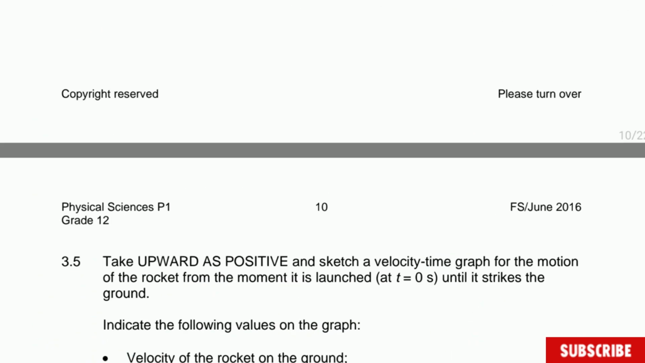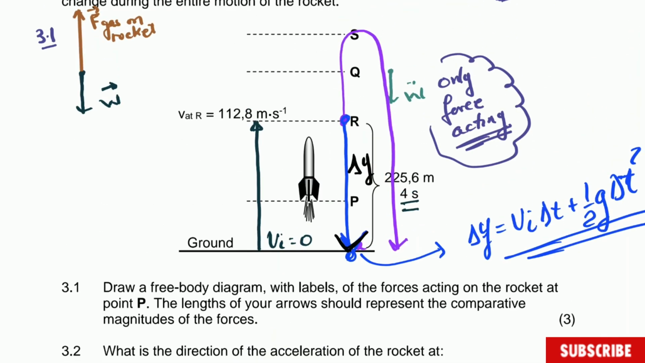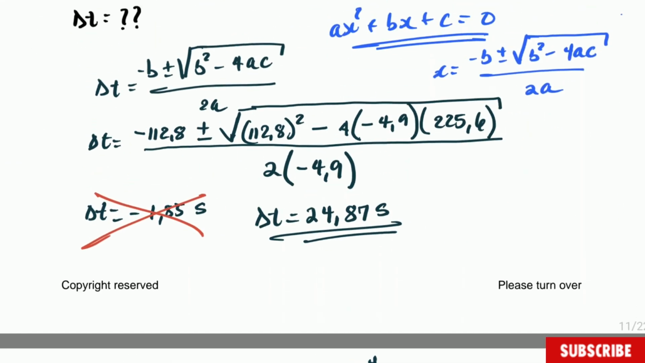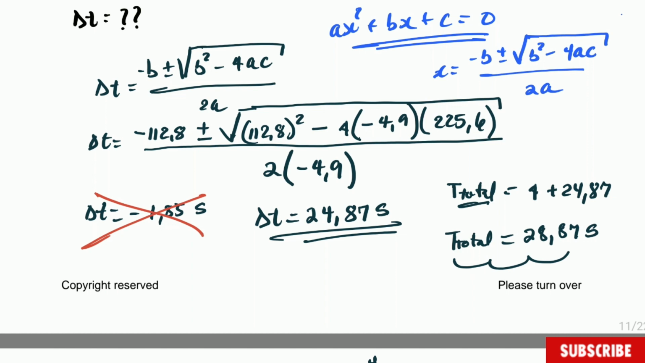But now this one is not the total time. This one is the time, as I told you before, from R to the ground. But from the ground to R, it was 4 seconds. So the total time that this rocket was in the air, T total, is going to be equal to the 4 seconds plus the 24,87 seconds. So the total time is going to be equal to 28,87 seconds. This one is the total time and the end of that specific question.